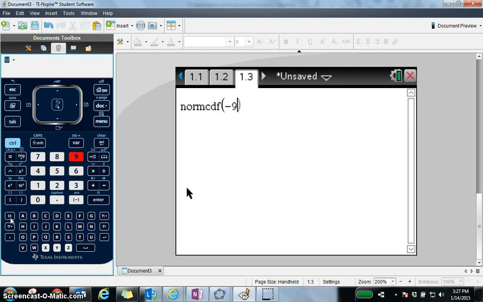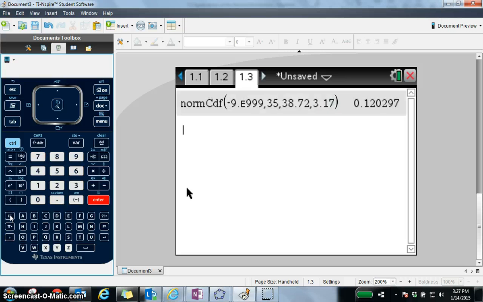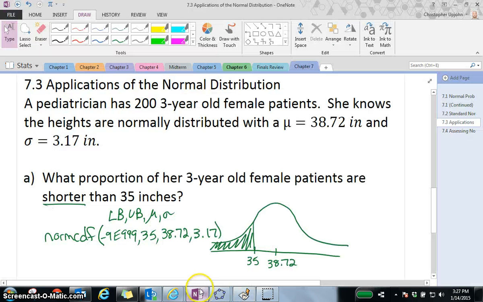Our EE button is the double E's here on the left side. 9E99. So 35 is our value, 38.72, our mean, and our standard deviation. So we have our area. Our area to the left of that value, or from negative infinity to 35, is 0.12, and we'll round it to that. So what proportion? 12%.